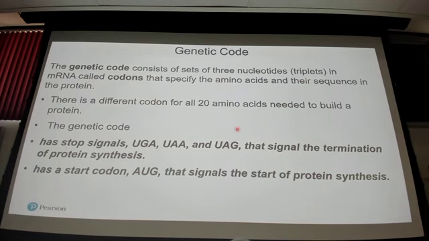Our genetic code is contained in triplets, meaning 3 nucleotides will code for 1 amino acid. We know that there are 20 amino acids, each of which has multiple codons that code for that specific amino acid. We also have start and stop codons. AUG is the start codon. It also codes for the amino acid methionine. This is the initiation of protein synthesis. Then there are 3 stop codons shown here, and those signal termination of protein synthesis.